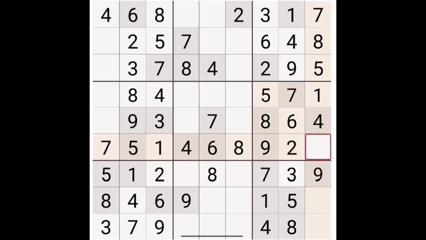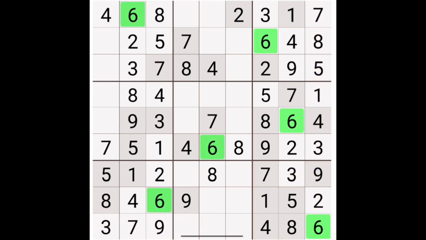Now let's complete this box. 5, 7, 1, 8, 6, 4, 9, 2. One number is missing, that is 3. Now let us complete this box. 7, 3, 9, 1, 5, 4, 8. 2 and 6 are missing. So 6 we cannot write in this cell, because on the left hand side you can see 6 is there. So we'll fill up this with 3 and here 6.